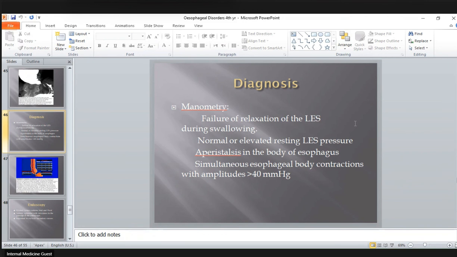We diagnose achalasia by several techniques. X-ray, barium study will show a dilated esophagus with bird beak appearance. Motility study, I have shown you the different types of achalasia. During motility, you will find elevated resting lower esophageal sphincter pressure. Occasionally, it can be normal, however. You always have absent peristalsis in the body of the esophagus, and the contractions are simultaneous.